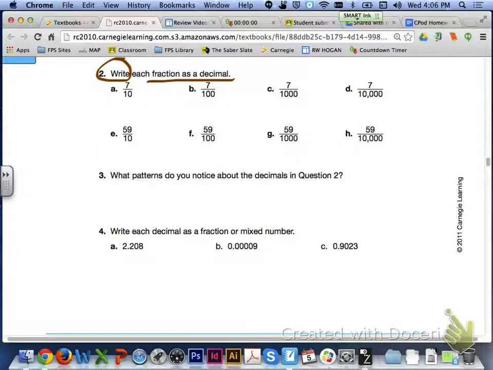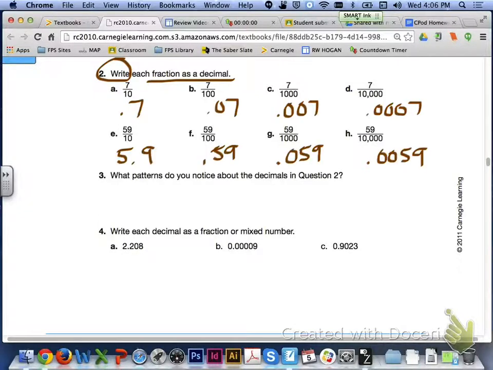Go ahead and take a look at number 2 on page 254 underneath the table. I would like you to write each fraction as a decimal. Here are what your decimals should look like for A through H. For letter A, you should have 0.7, letter B 0.07, letter C 0.007, and letter D 0.0007. For letter E, 5.9, letter F 0.59, letter G 0.059, and letter H 0.0059.